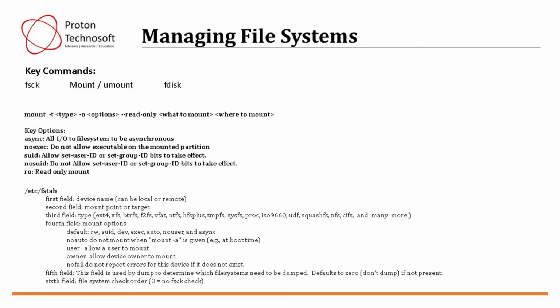Then we have file systems. So in file systems, typically what we have is different file system types. We have VFAT, we have NTFS, we have XFS, ext3, ext4, and whatnot. So these are different file systems.